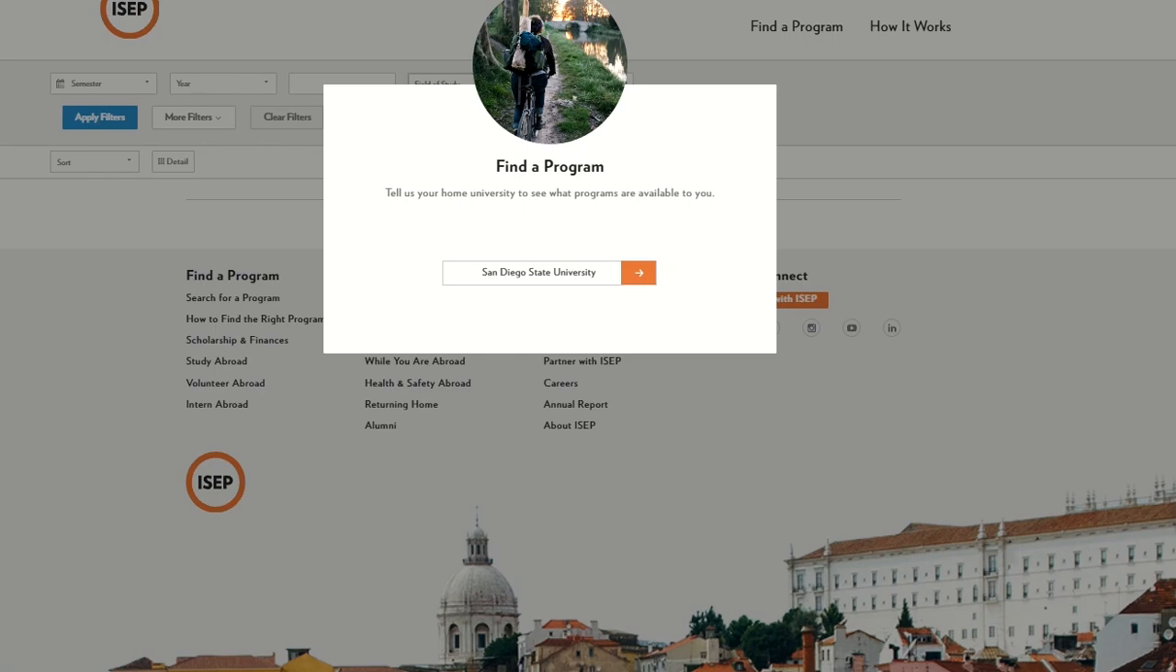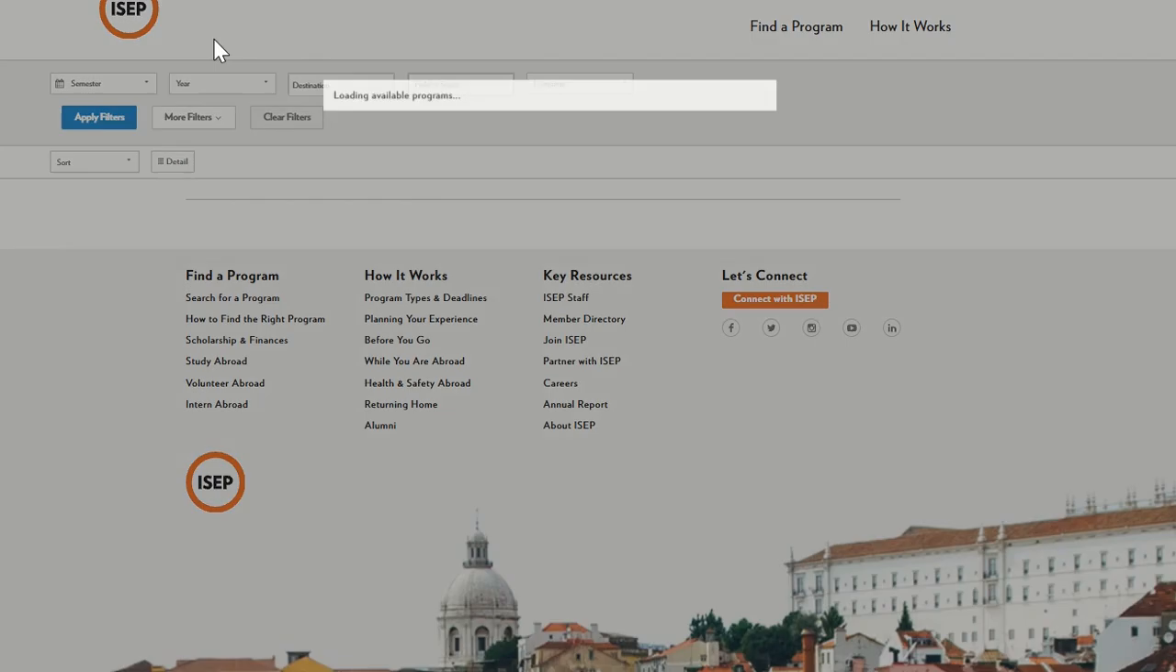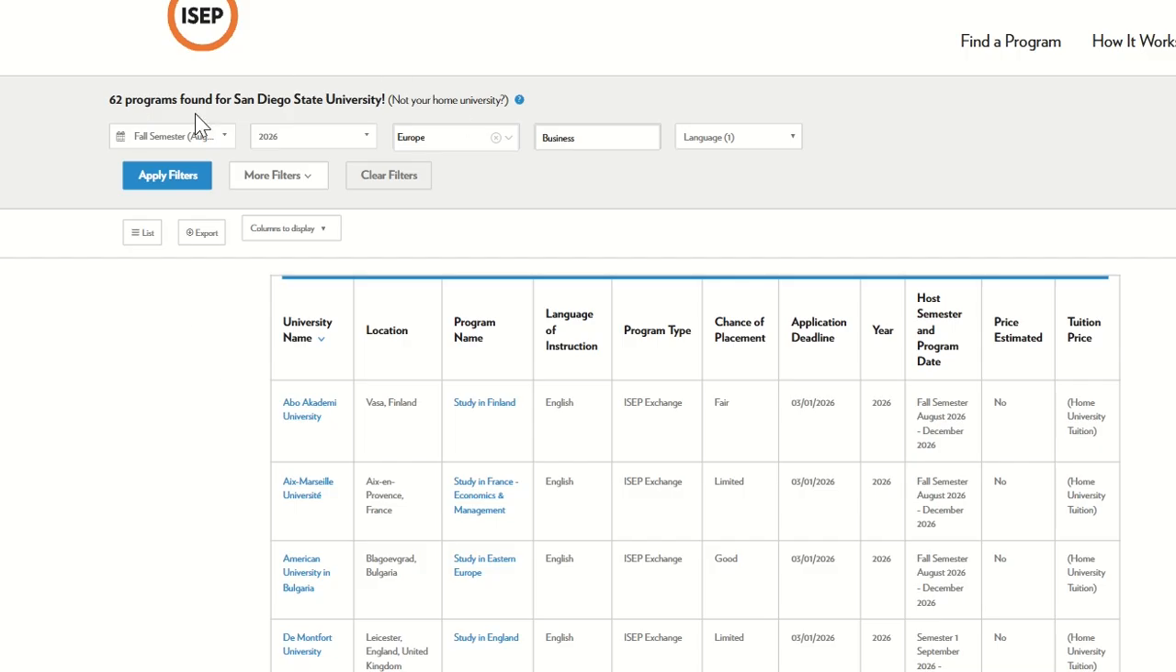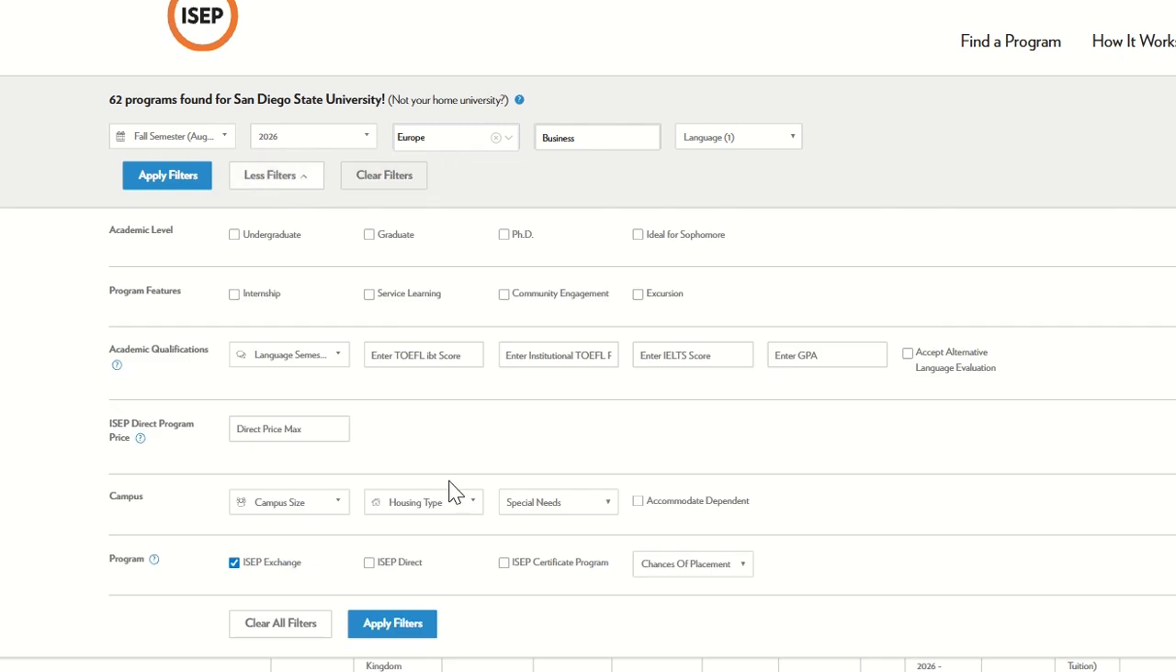Before we get started, please note that you can check which program types are available to you as a student from your home university by looking at ISEP's Program Finder. Enter your home university in the Program Finder, enter your search criteria, and then click More Filters to see if ISEP Exchange, ISEP Direct, or both program types are available to you. We encourage you to check out ISEP's How to Use the ISEP Study Abroad Program Finder video for further guidance on ISEP's Program Finder.